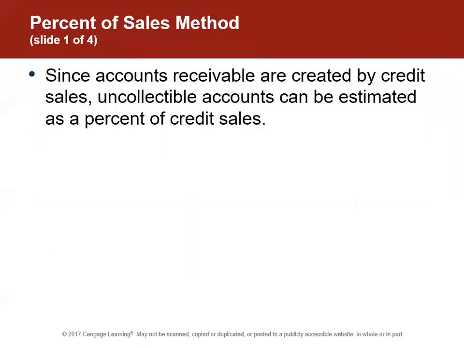Since accounts receivable are created by credit sales, our credit sales drive our accounts receivable, so we can estimate our uncollectibles based on a percentage of our credit sales. We can say 1% of our total credit sales might be uncollectible, or 5%, or whatever. Again, they're going to give you the percentages. We're not going to come up with those, but those are the forecasting and the estimates of what the industry is doing.